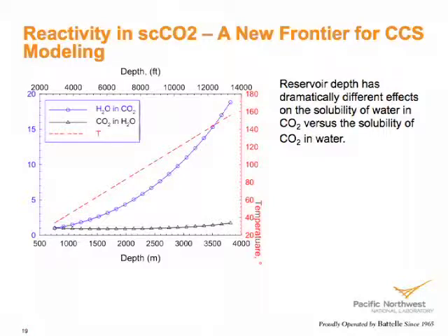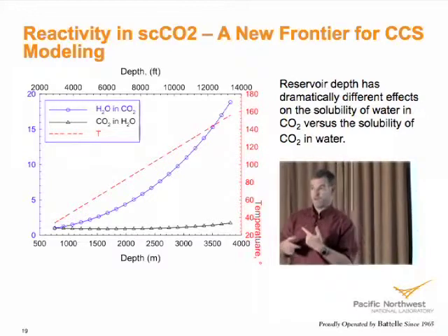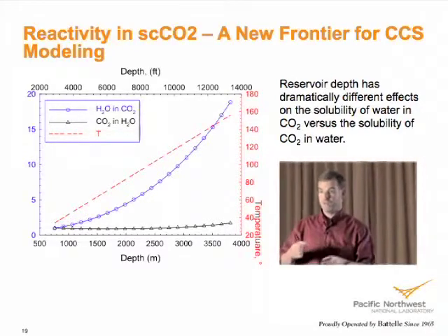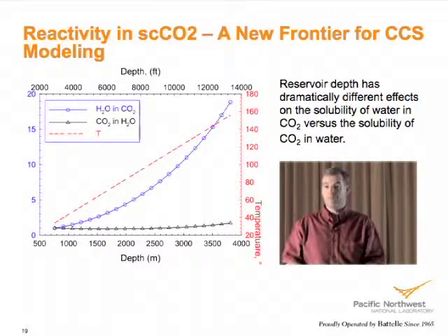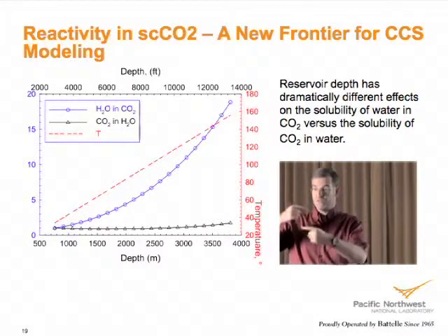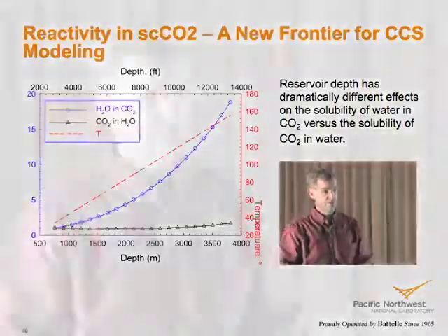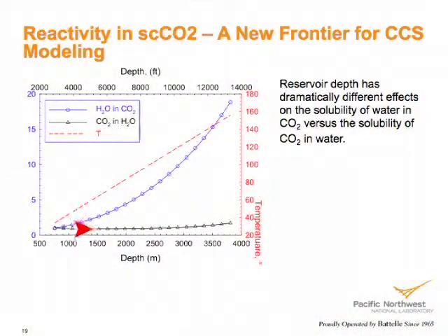As I go deeper, temperature is going up because I have a geothermal gradient, and pressure is going up. As temperature goes up, CO2 solubility in water shows this thing called retrograde solubility. So the solubility goes down as temperature goes up, but pressure is increasing. Those two effects counterbalance each other. So what you see is that if we look at different reservoir depths, CO2 solubility in water is basically constant. It doesn't change very much.